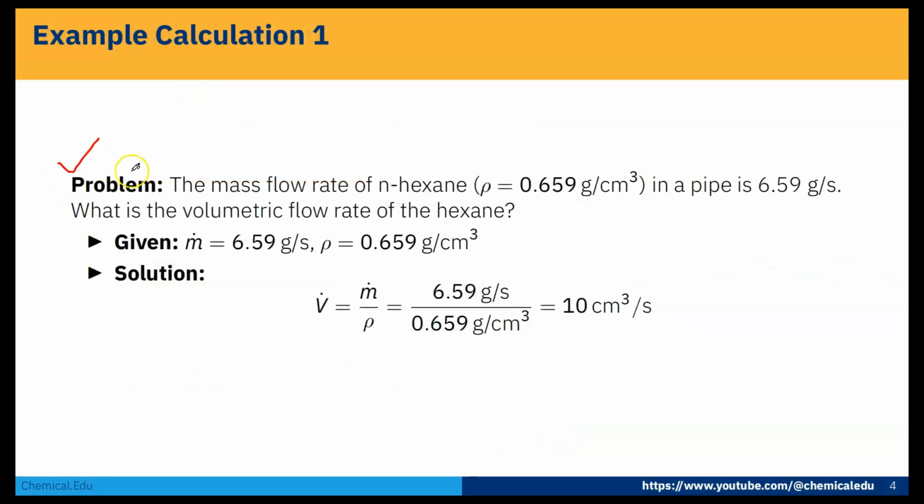Now here is a numerical problem. The density of hexane is given as 0.659 gram per centimeter cube, and the mass flow rate is 6.59 gram per second. What will be the volumetric flow rate of the hexane? Mass flow rate is given, density is given, so volumetric flow rate is mass flow rate divided by density. If we do the calculation, that will be 10 centimeter cube per second.